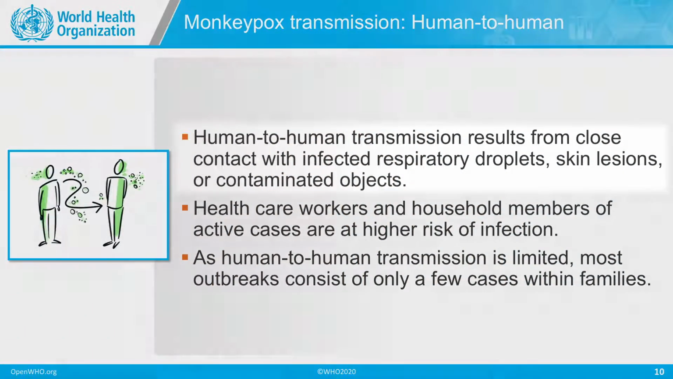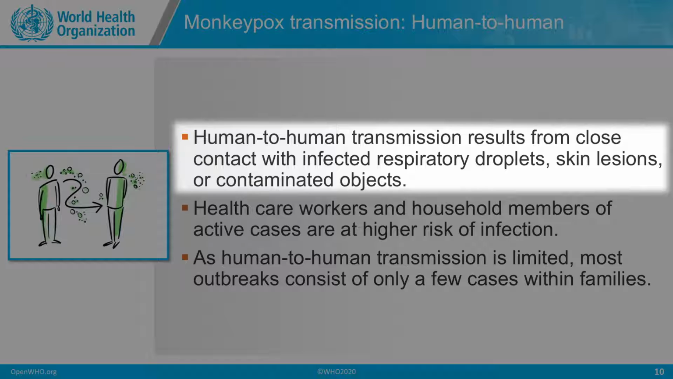This same virus can be transmitted from one person to another through close contact with infected respiratory droplets, for example, when somebody coughs or sneezes. It can also be transmitted by direct contact with the rash on the skin, the pustules, for example. And also, the virus can survive on contaminated objects.